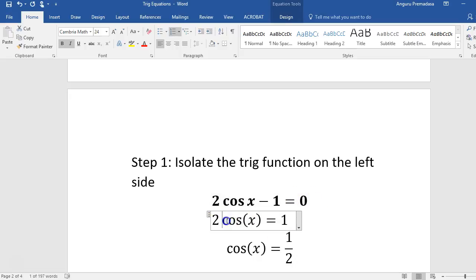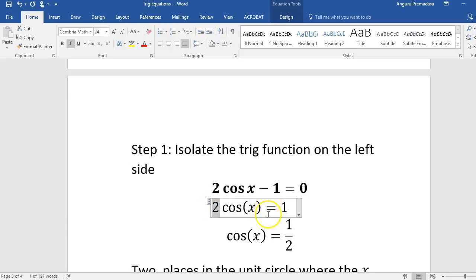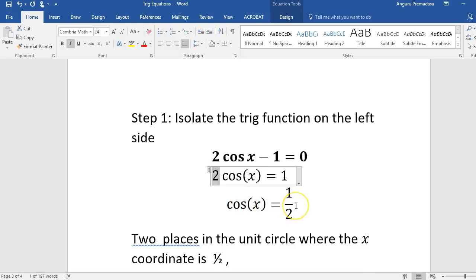But still, the cosine is not isolated. It comes with a 2. You need to get rid of the 2. So to get rid of the 2, you need to divide by 2. So you divide by 2, you get cosine x is equal to 1/2. Now, you have cosine x is equal to 1/2. So now the trig function is isolated on the left hand side.